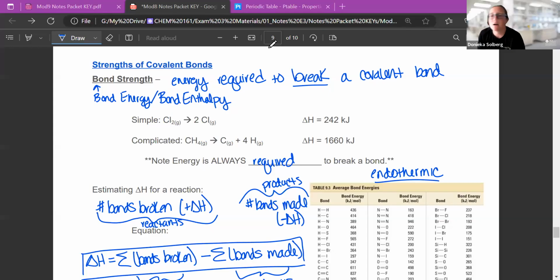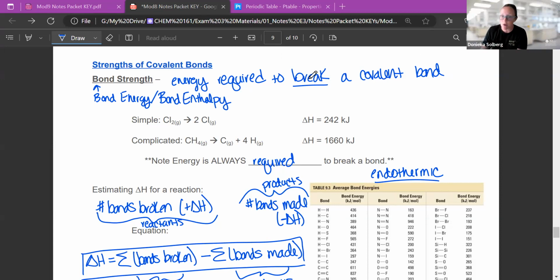Okay, the last one on here is the strength of these covalent bonds, like which ones are hard to break, which ones are easy to break. So bond strength is also called bond energy, also called bond enthalpy. Remember, enthalpy is the energy for a reaction. It's the energy required to break a covalent bond.